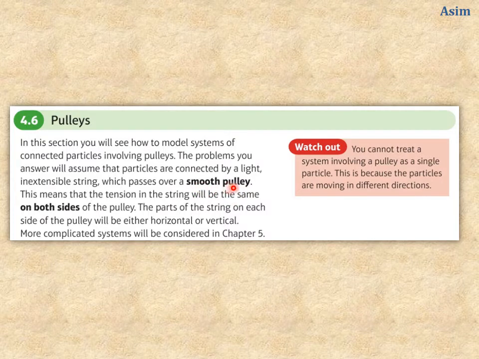So since the pulley is smooth, the assumption is that the two bodies will have the same tension in the string, and the acceleration of the two bodies will be the same. Let us take our first example.